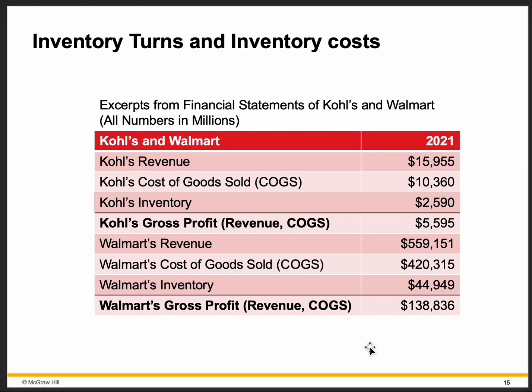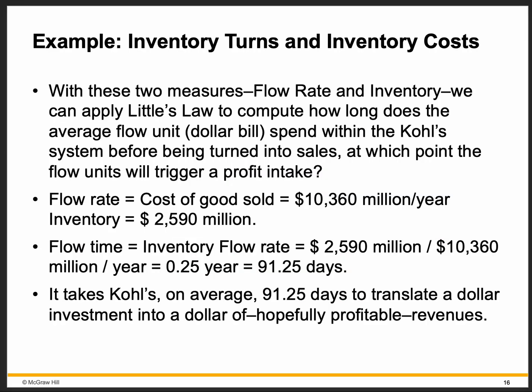So here is some data from Kohl's. Kohl's revenue is 15.99955 trillion, because all of this is basically in millions of dollars, right? Their cost of goods sold is 10.36 trillion, and the inventory cost is 2.59 trillion. Right. So with that, using Little's Law, we can calculate something called the inventory turns. Let's first calculate inventory turns, and then we look at inventory costs. Let's begin at the basics. So we know the flow rate.